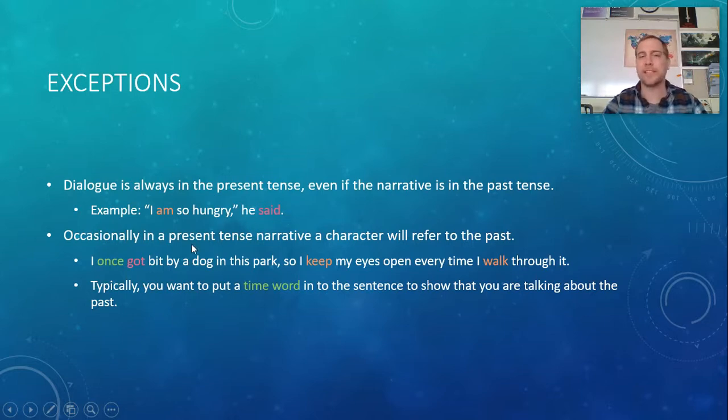And occasionally in present tense narratives, a character will refer to the past. So if you're writing in the present tense and your character talks about something that happened before, that might happen. So you might say, "I once got bit by a dog in this park, so I keep my eyes open every time I walk through it," right? And so here, "got" is referring to something the character is narrating that happened in the past. So that might happen occasionally, but typically there's some kind of time word in the sentence, like "once," that clues in the reader that the narrator is going to stop talking about the present and talk about the past.